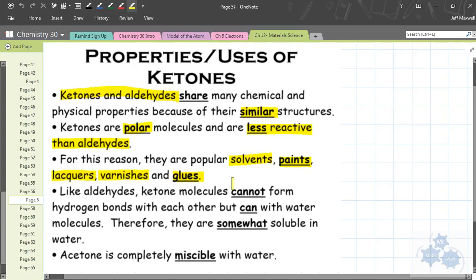So also like aldehydes, they cannot form hydrogen bonds with each other. So that's similar, but they can with water. So they are somewhat soluble in water. And acetone is completely miscible with water. So that means it mixes in fully and completely.